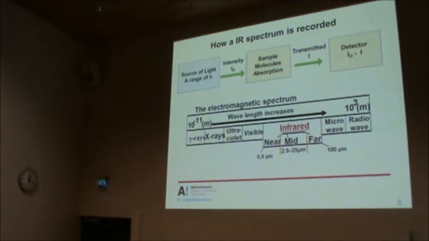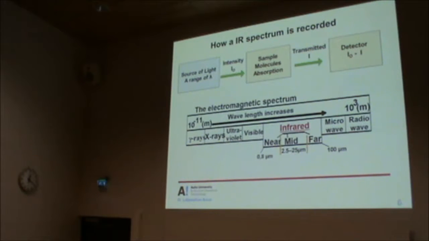Okay, now let's look at how an infrared spectrum is actually recorded. We saw a very simple schematic in lecture 2, where we have a source of light that can produce a range of wavelengths, and its intensity is I0. We have a sample which consists of molecules which have bonds that can absorb infrared radiation, and then as the light passes through, some of the radiation is absorbed, and the transmitted intensity is I, and the detector detects the difference between I0 and I.